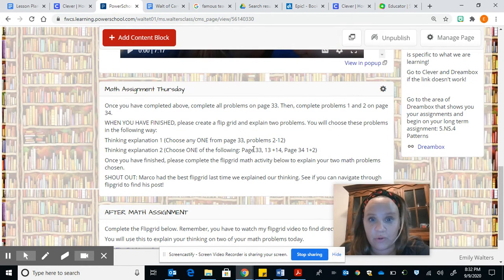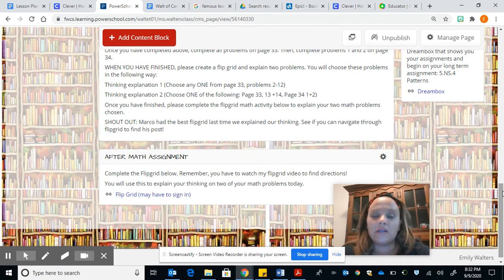This is the assignment that you are going to complete. And then afterwards, you're going to explain your thinking on Flipgrid, picking 2 questions. And I wrote directions on how you're going to pick your questions. So if you did complete the Flipgrid like you were supposed to on Tuesday, then when you click on it, it should let you write in. But I put in parentheses that you might have to sign in.